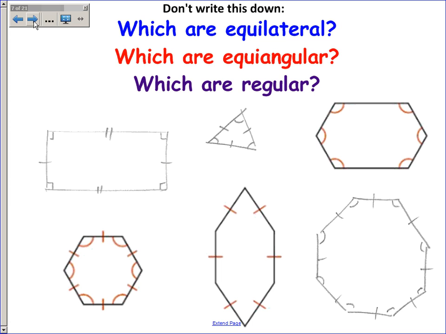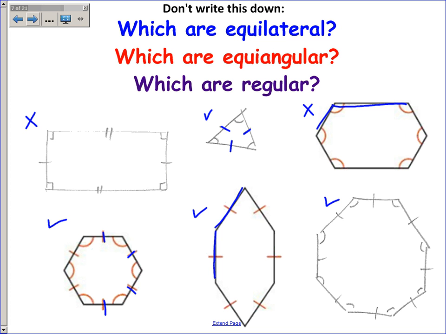Let's look at this. Which of these figures are equilateral, equiangular, and which are regular? So this rectangle is not equilateral because the sides are different lengths. This one is, because it's drawn so. This one's not, because this one's longer than this one. This is, because all the sides are drawn to be that way. This one is, even though it's not equiangular. Even though the angles are different, all the sides are the same length, and so it is equilateral. And so is this.